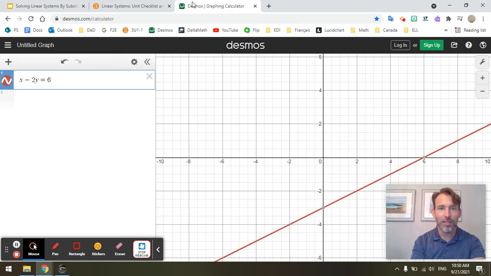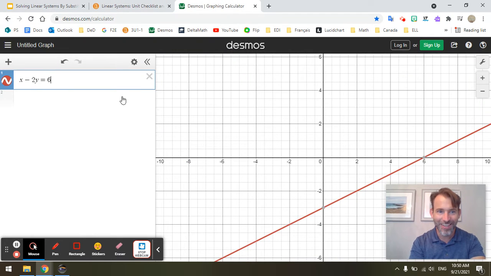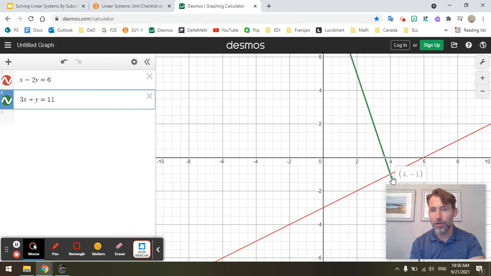All right, now let's graph the second line. The second line was 3x plus y equals 11. Copy, paste. Oh, okay, and now here's my solution. All right, now what does that mean, the point (4, -1)? Well, it means that 4 as the x and -1 as the y is the only point in this infinite sea of points. It is the only point that is on both the green line and the red line.